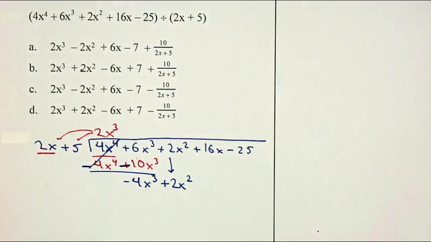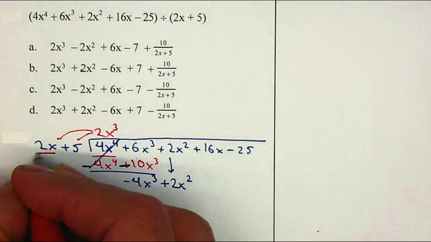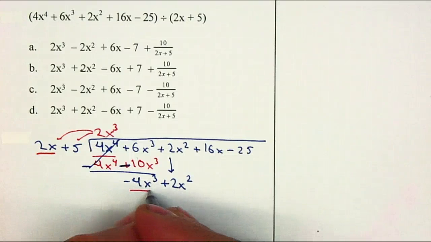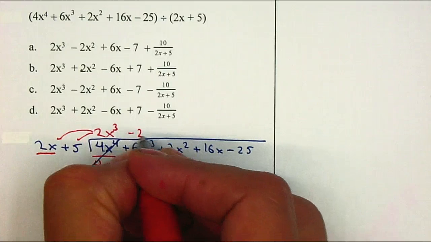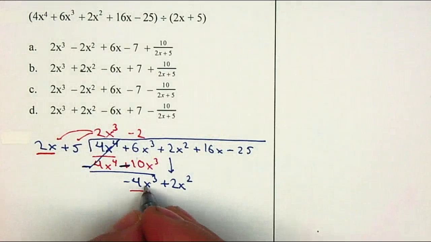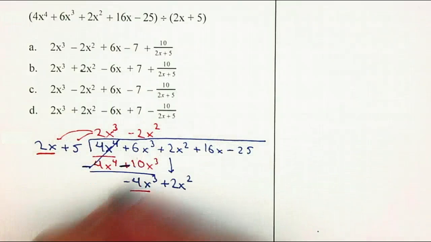Now, go through the same process again. What do I need to multiply 2x by to end up with negative 4x to the 3rd? So 2x multiplied by negative 2. This is an x. I need x to the 3rd, so I need 2 more x's, x squared.